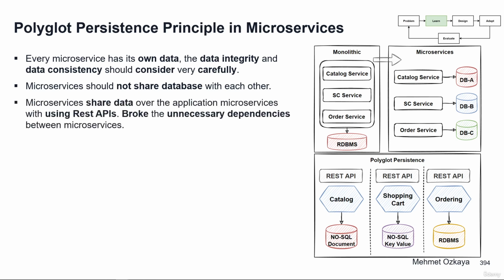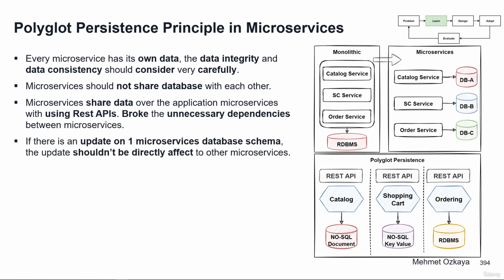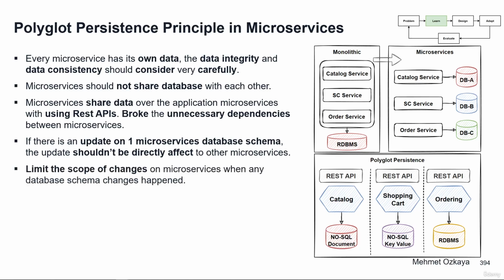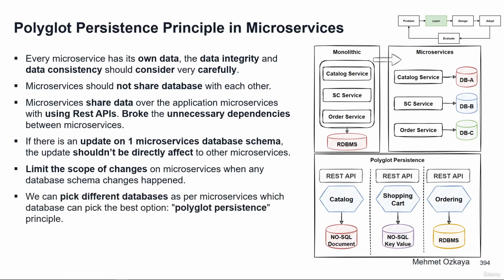The reason for this isolation is to block unnecessary dependencies between microservices. If there is an update on one microservice's database schema, this update shouldn't directly affect other microservices. Even other microservices shouldn't be aware of these database changes. By isolating each service's database, we can limit the scope of changes when any database schema change happens. Also, this way, we can pick different databases per microservice.